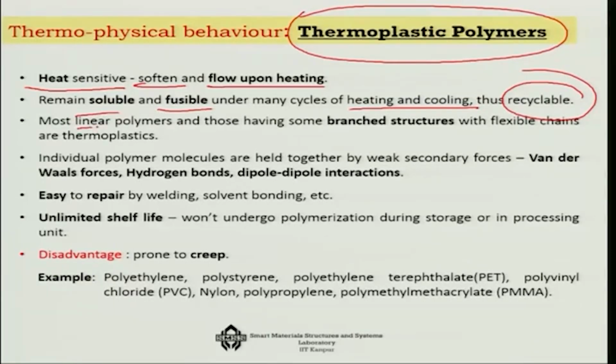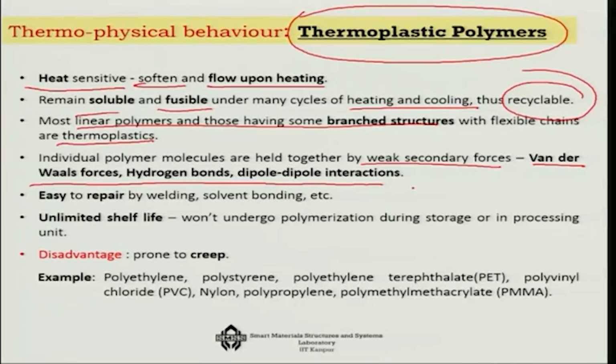Most linear polymers and those having some branch structure, I told you already, are thermoplastics. Now, individual polymer molecules are held together by weak secondary forces like van der Waals force, hydrogen bonds, dipole-dipole interactions. These are the general type of weak bonds between two chains. So, I have one chain and I have another one. Between them, the force that works is either van der Waals force or hydrogen bond or dipole-dipole interaction, and these are all weak bonds.